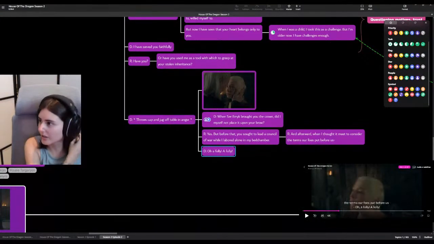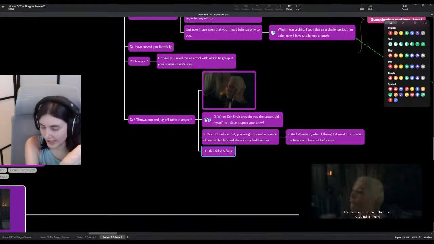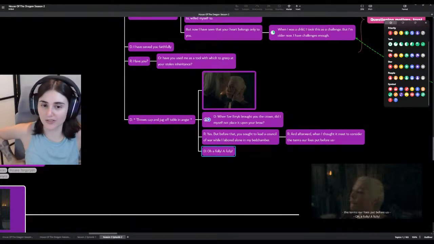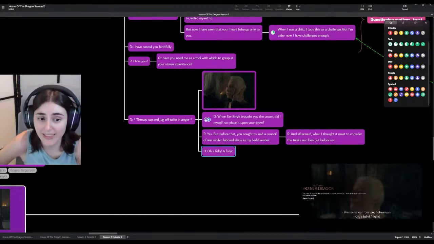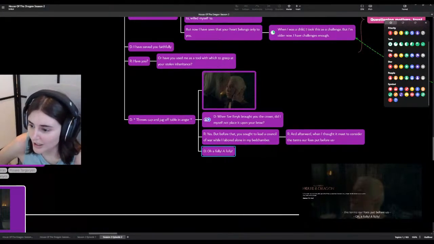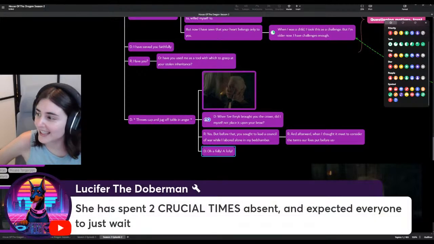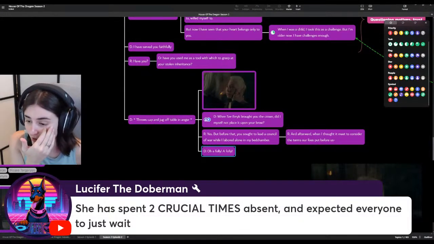This kind of goes with later on in the show when Eric says, "I had no choice." It's like, actually, everybody's put themselves in this "I have no choice" situation, and one of them was the war situation. A good ruler delegates jobs. She has spent two crucial times absent and expected everyone to just wait. Exactly, Lucifer. Sorry, that's not how this works.